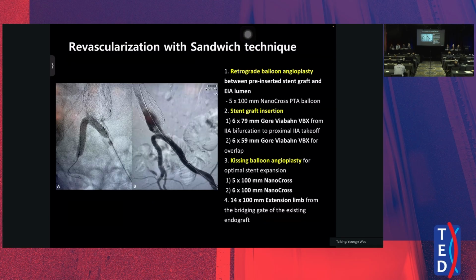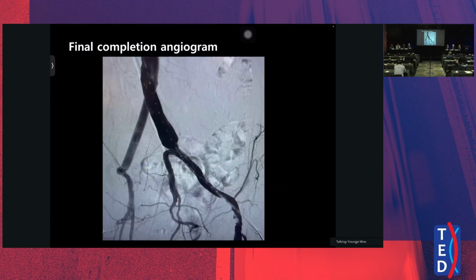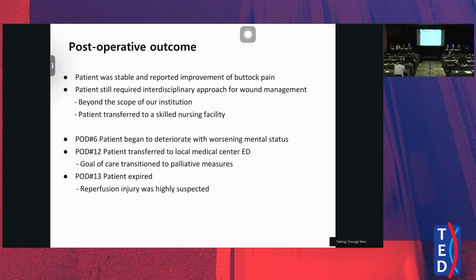And we then completed the revascularization using the sandwich technique. After balloon angioplasty, 2 bivalve stents were deployed into the internal iliac, and kissing balloon angioplasty was performed, and an extension limb was inserted to secure blood flow into the internal iliac. And you can see the final completion angiogram confirms the successful restoration of robust flow to the left internal iliac and its branches. And after the surgery, the patient was stabilized and her buttock pain improved.